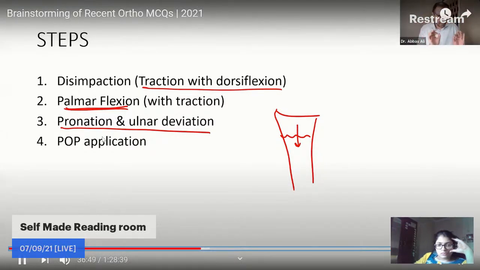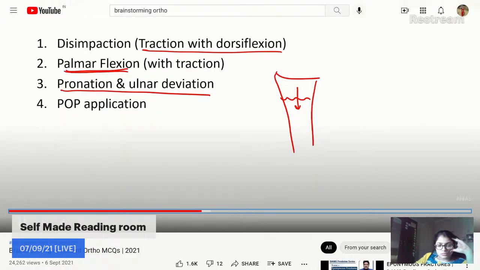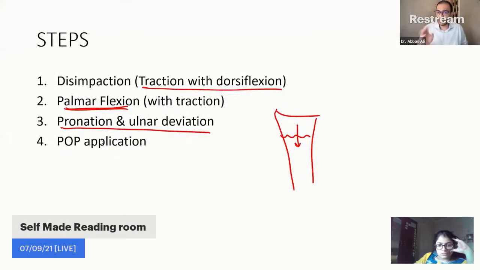But the steps of reduction are these. Is this clear? Shruti? Anshul, is this clear? So please remember, the questions are different here. One is talking about the position of the cast. That is pronation, ulnar deviation, flexion, call it hand shaking position, call it whatever. But the steps of reduction that were asked in the recent exam, these are the steps. First step is to disimpact. And how will you disimpact? Give traction and exaggerate the deformity with dorsiflexion. And then with traction do palmar flexion and then pronation to lock the reduction, ulnar deviation. In that position, the assistant will apply the POP cast.